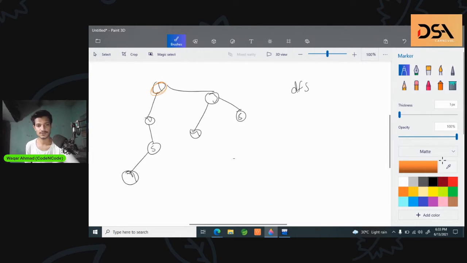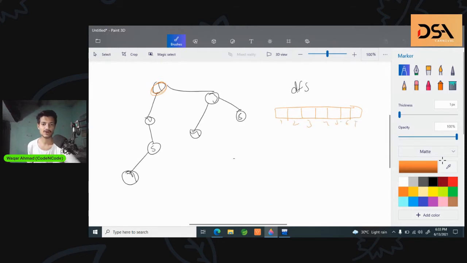From this node, you need to keep track of which nodes you have visited already. So you can have a visited array of boolean type. How many nodes do we have? 1, 2, 3, 4, 5, 6, 7. Okay, nodes 1, 2, 3, 4, 5, 6, 7.